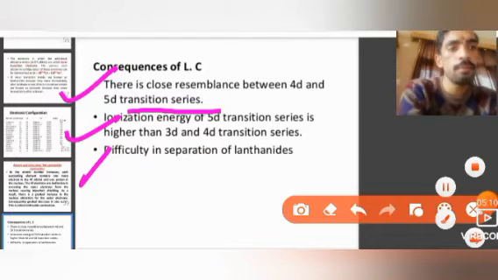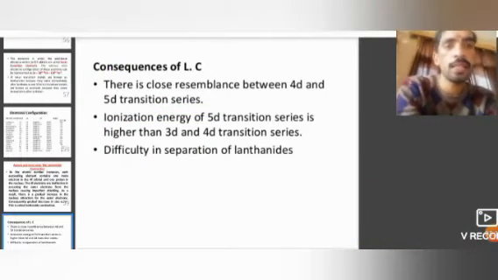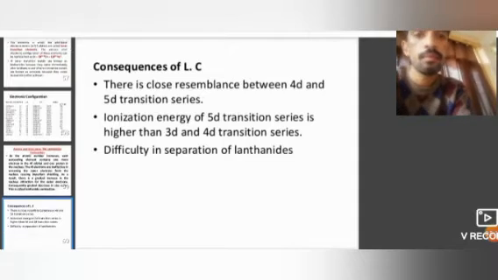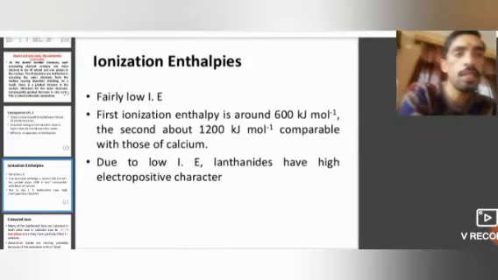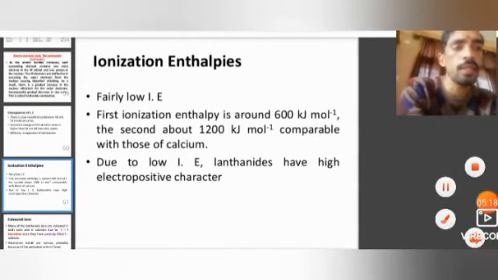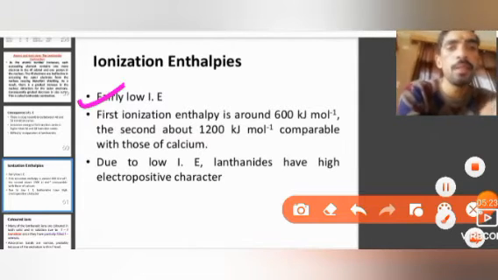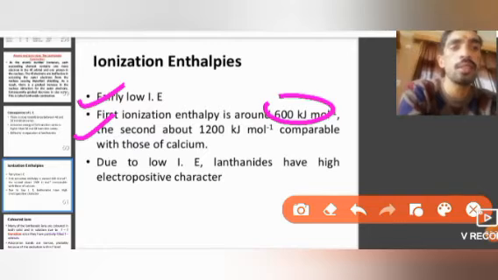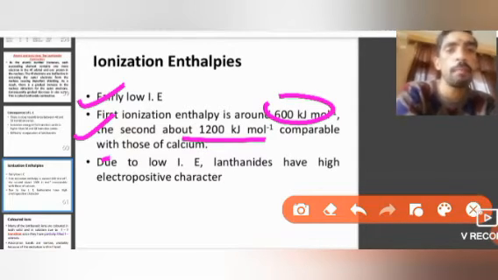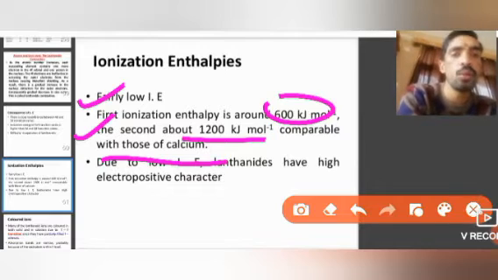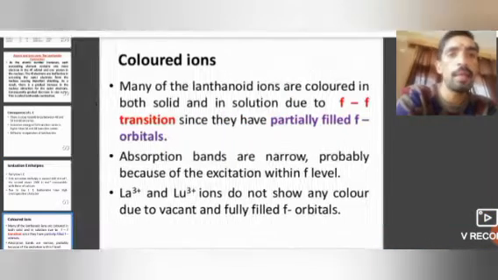Now next is ionization enthalpy. That is one of the properties of lanthanides. They have fairly low ionization enthalpy. First ionization enthalpy is around 600 kJ mol inverse, whereas the second is 1200 kJ mol inverse, which is comparable with those of calcium. So due to low ionization enthalpy, lanthanides have high electropositive character and metallic character.